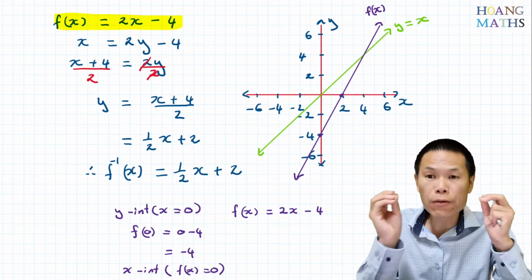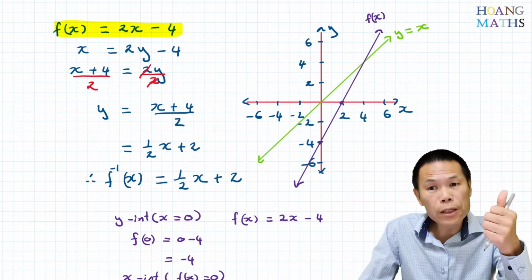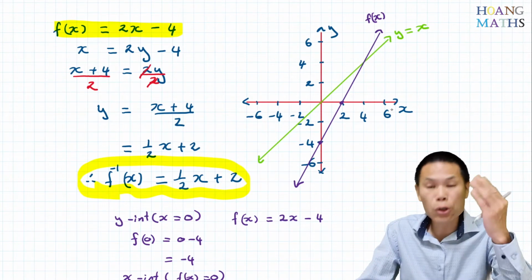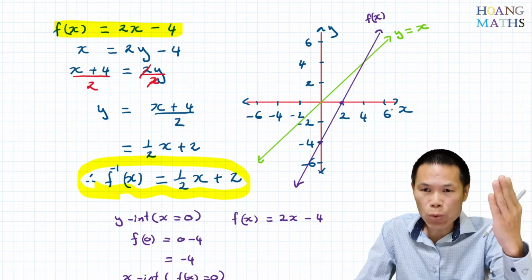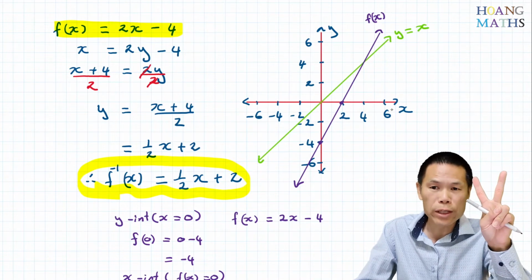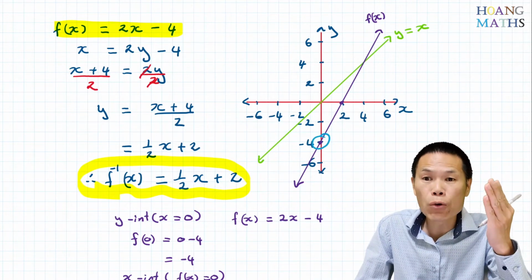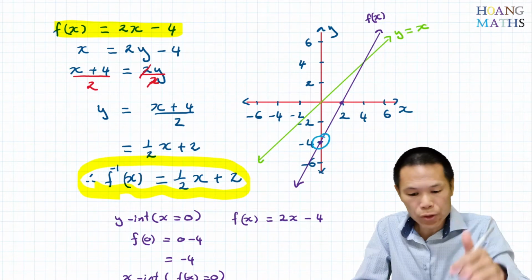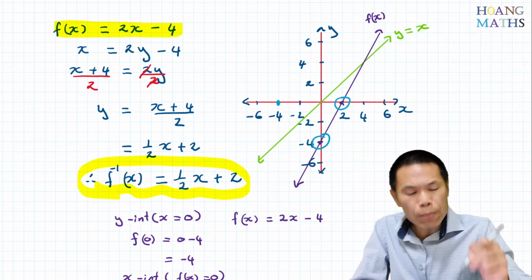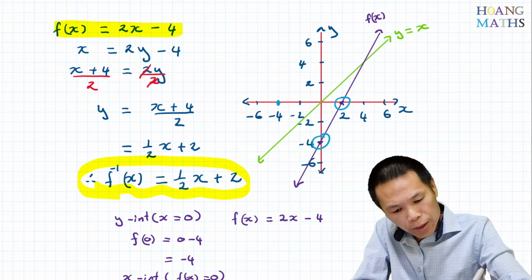Now we can sketch the inverse function. There are two ways to do it. The first way is to use the algebra: we can just sketch this function here because we already found the inverse function. Another way is to look at the graph and then find the inverse from there. I'm going to do both ways for you. First, I look at the graph. This point here is (0, -4), so I interchange it and it gives me (-4, 0). And this point here is (2, 0), so I interchange it and it becomes (0, 2).